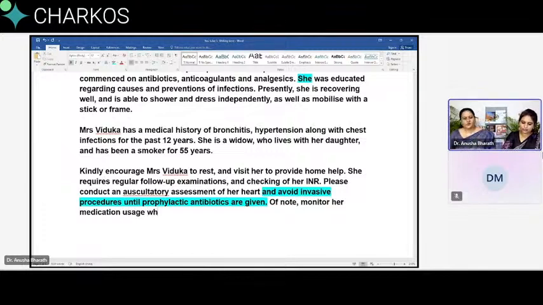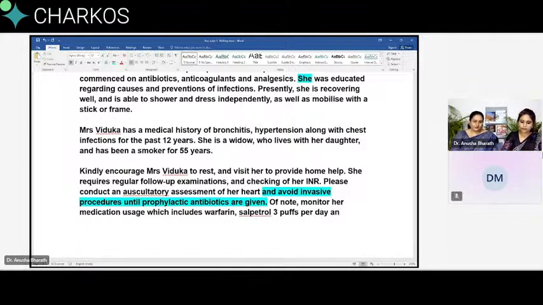Which includes warfarin, salpeterol 3 puffs per day, and Mirax 25 mg. So I think we'll have to tell them that point.